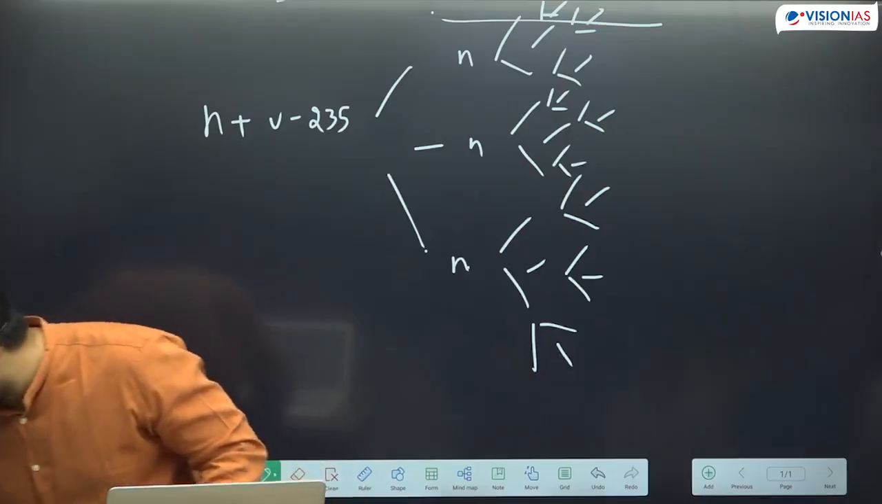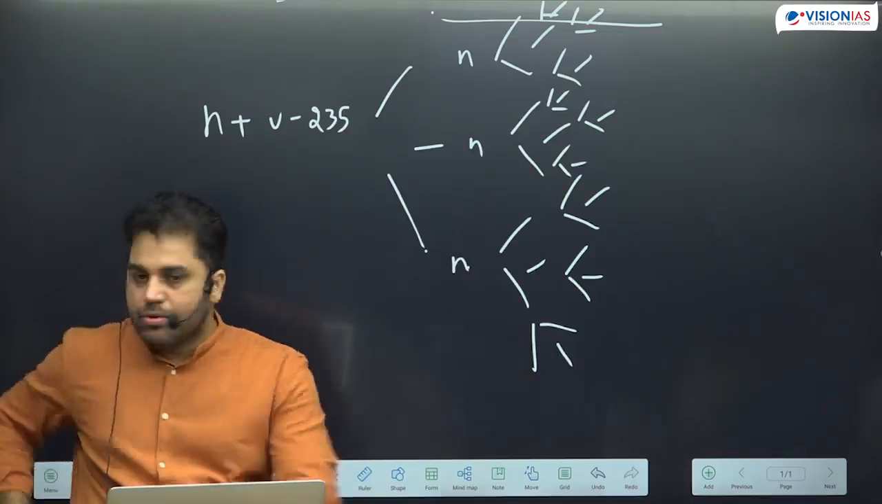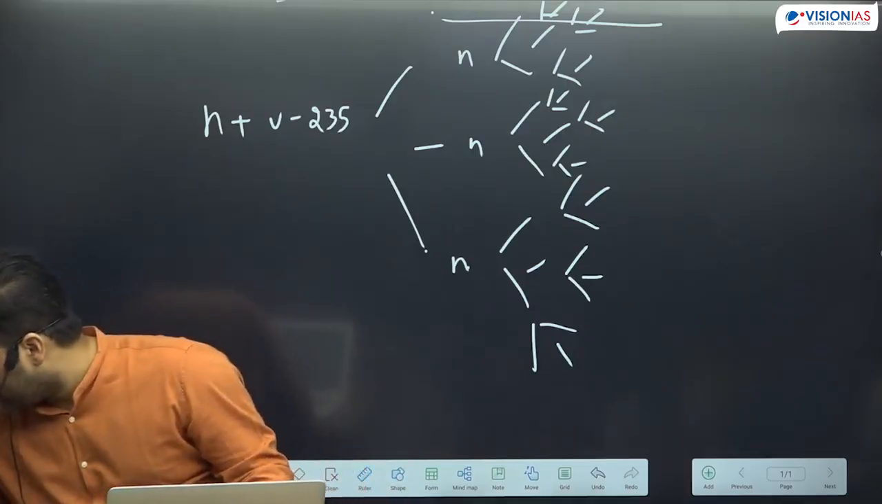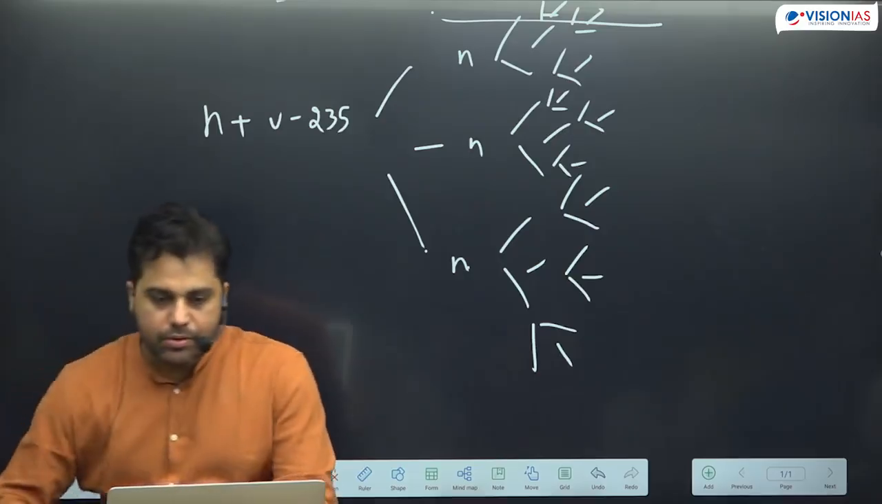Chain reaction because more neutrons are produced.